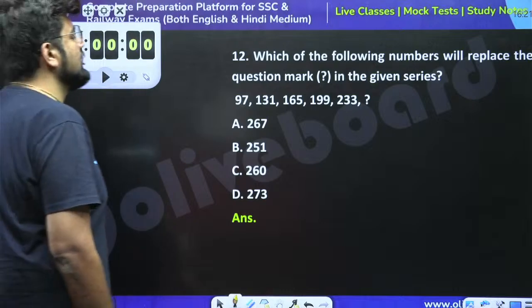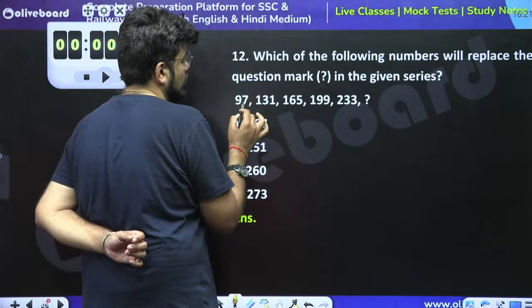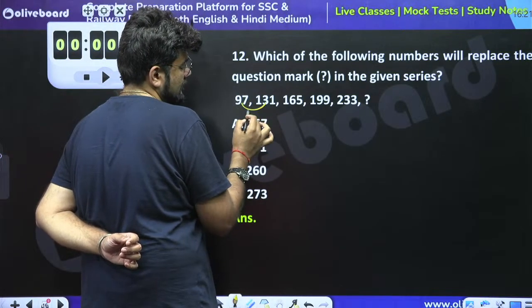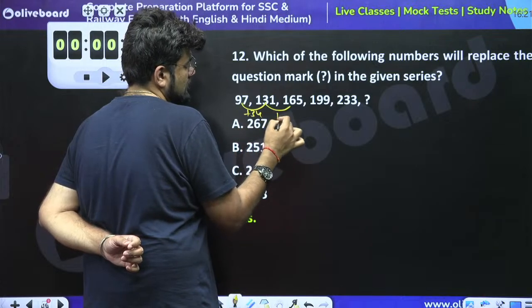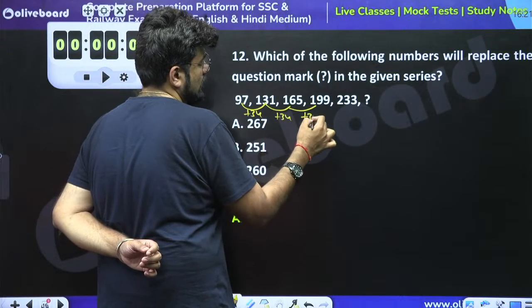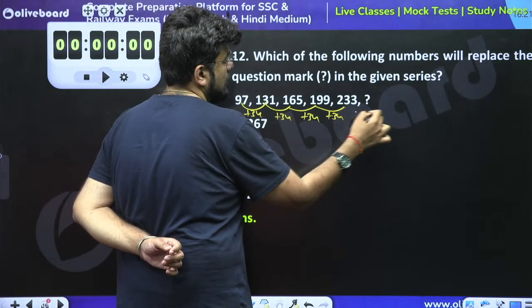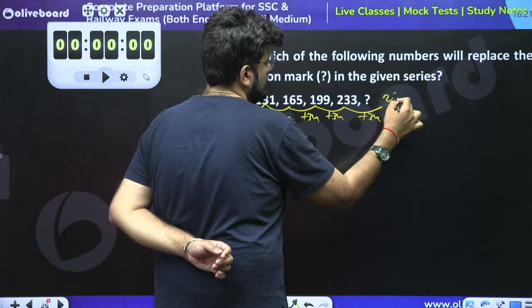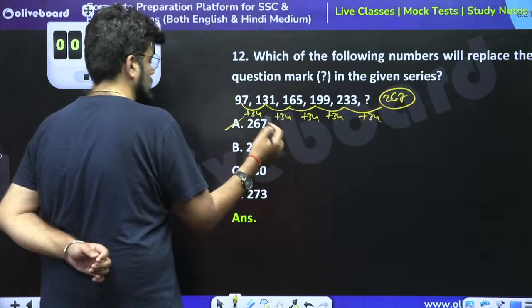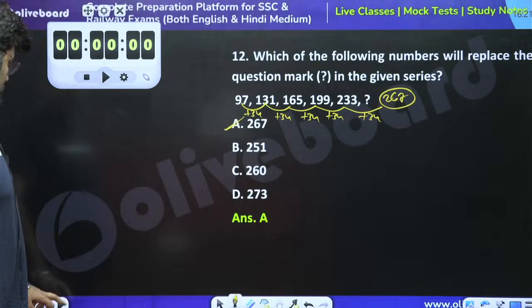Very easy question, arithmetic progression based. I think this one shift was particularly very easy. If you just take the difference, it is plus 34, plus 34, plus 34, plus 34, plus 34. So we have 267 as the correct answer. Next.